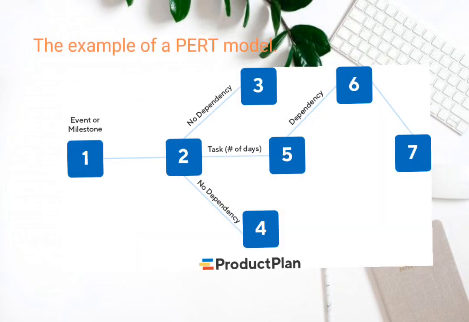So this is an example of a PERT model. Event or milestone, no dependency, task, number of days, dependency.